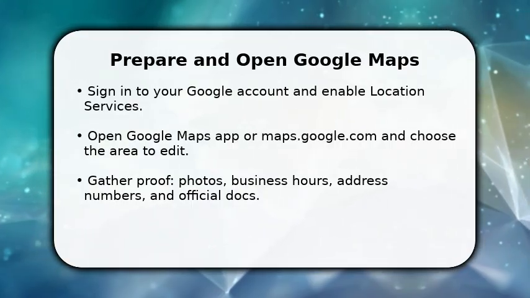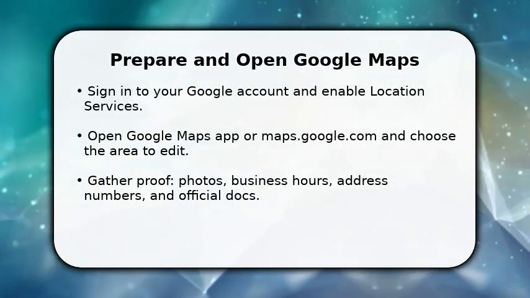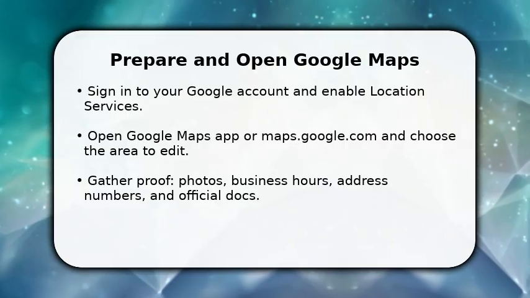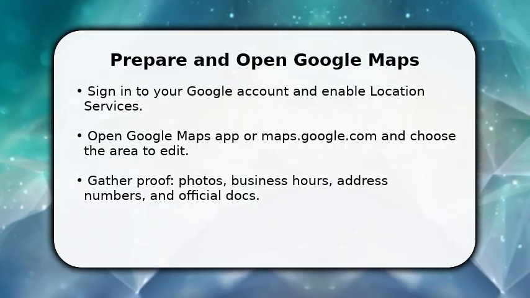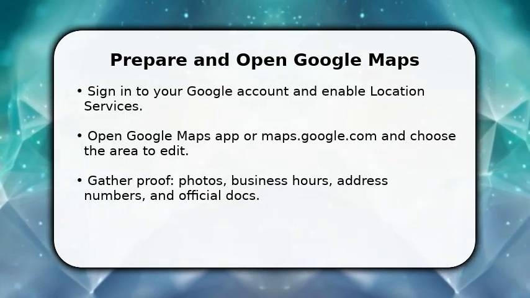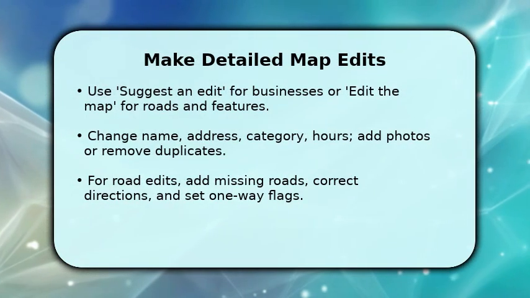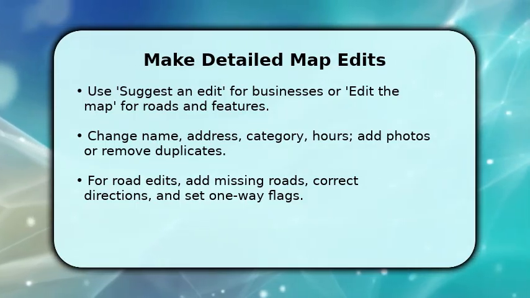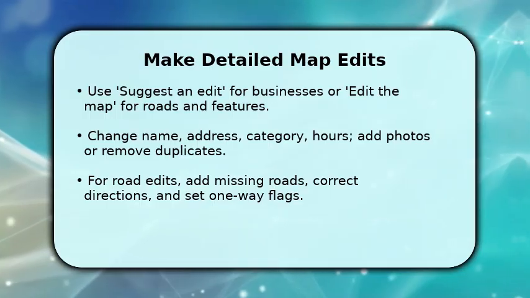Make sure you've gathered supporting evidence, photos, business hours, exact address numbers, or official documents, because Google weighs proof when it verifies edits. Now, select the place or drop a pin to begin the edit process. Once you've selected the place, tap Suggest an edit to change name, address, category, or hours. You can also add photos to corroborate changes.